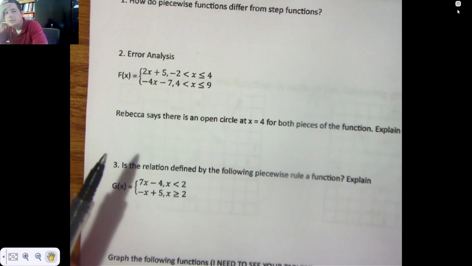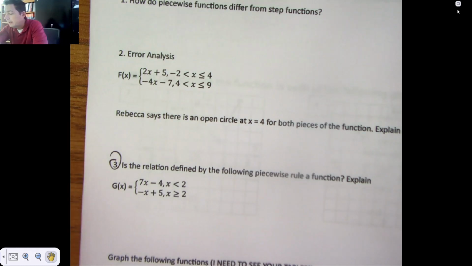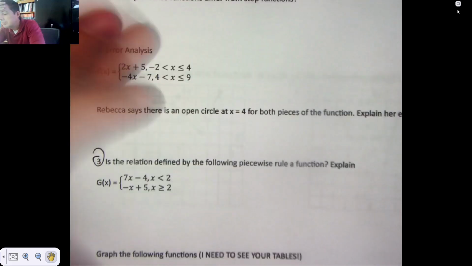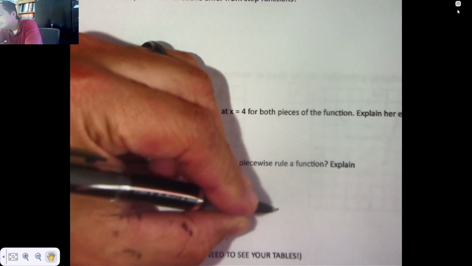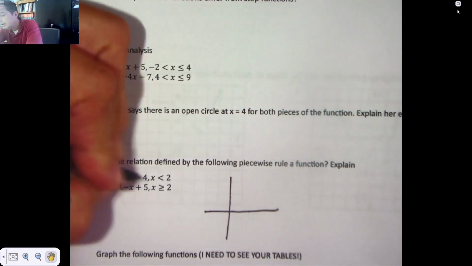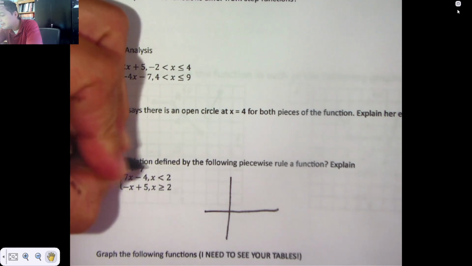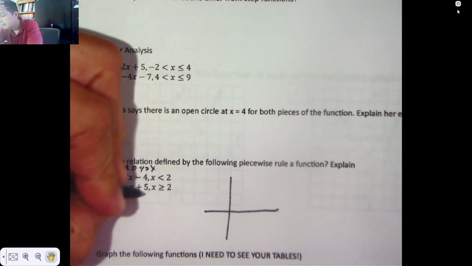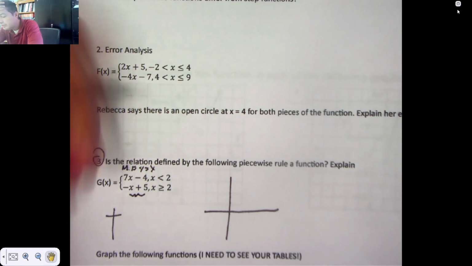Is the relation defined by the following piecewise rule a function? Explain. I always say a picture is worth a thousand words, so I think I'll just graph it. That way I can actually see what's going on. Now I know that this has a mother function of y equals x. I know it's a line, okay, same thing here. And I'm just going to plot 2 points and draw a line.